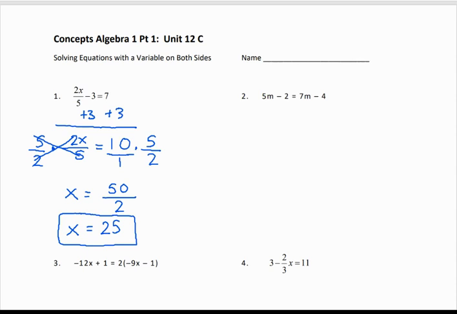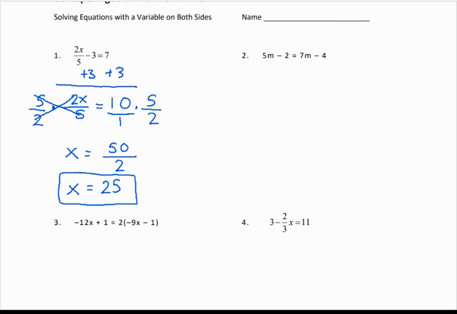Okay, so again, that was an old one. We don't have any combining of like terms on each side. We don't have variables on both sides. We're just isolating that variable and using the reciprocal to help us get rid of the fraction. Okay, let's do number 2.